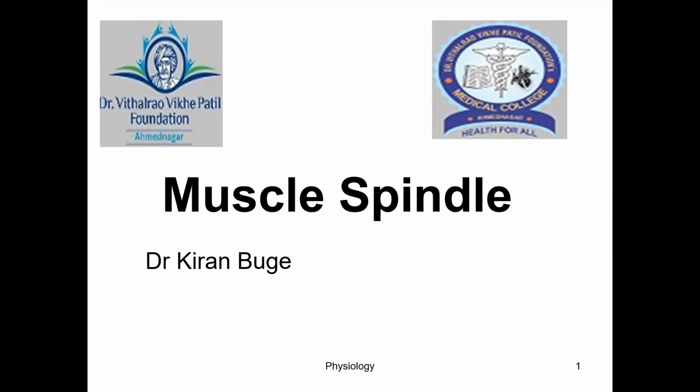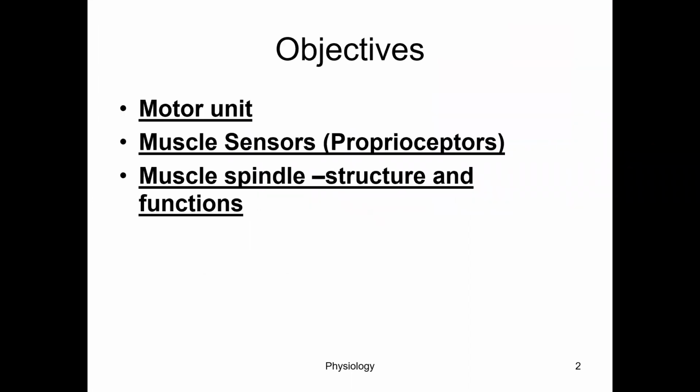Today's lecture is on the muscle spindle. In the last lecture, we have seen ascending tracts, which are also called pathways, and the spinothalamic tract. Now we are going to start with the muscle spindle, which contains both a receptor and also an effector organ for the muscle. So we are going to cover in today's lecture the motor unit, muscle sensors, the muscle spindle, and its structure and functions.